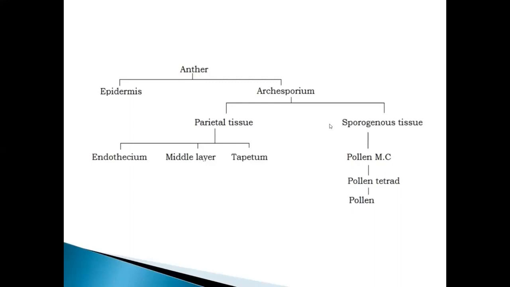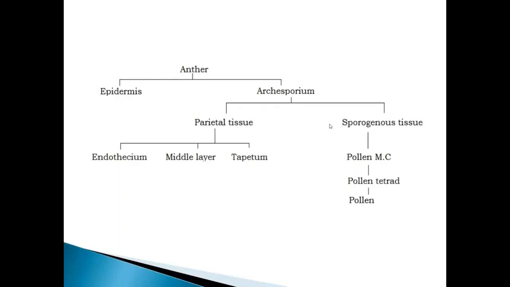But in many cases there are only two, and sometimes even only one. In China rose or lady's finger, we observe only one chamber. Within each pollen sac, there is a fine powdery or granular mass of cells, called pollen grains, also known as microspores. Microspores and pollen grains are the same. Pollen grains are produced in large quantities in the pollen sacs.